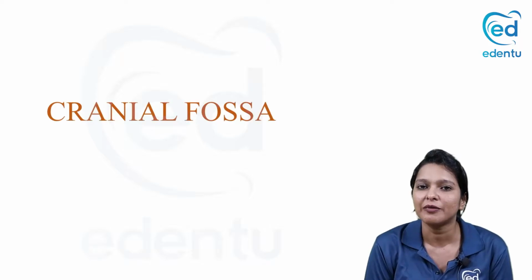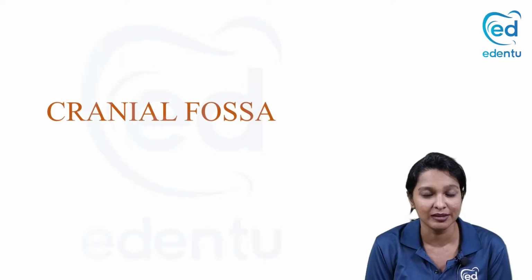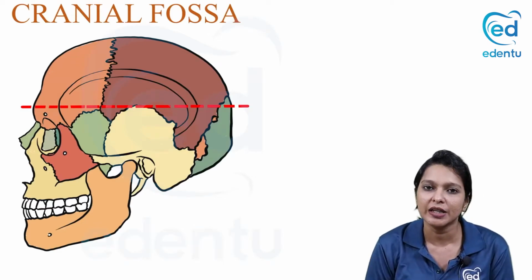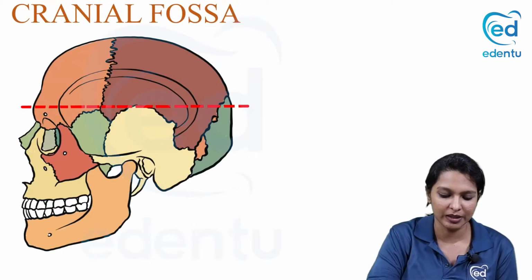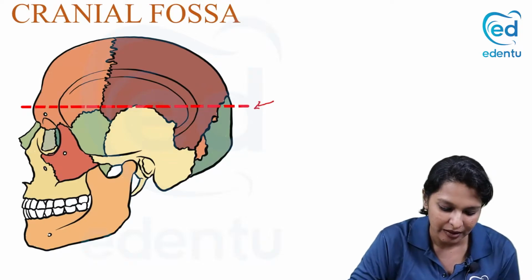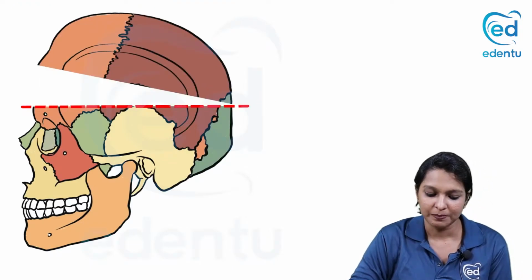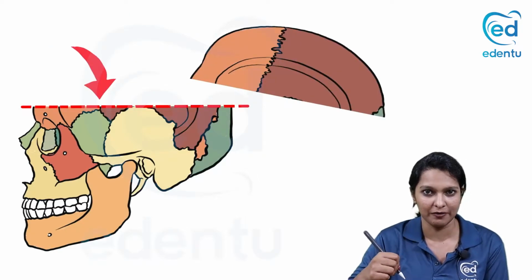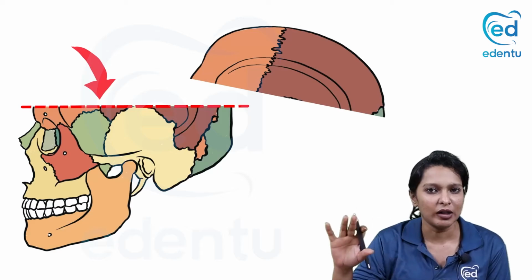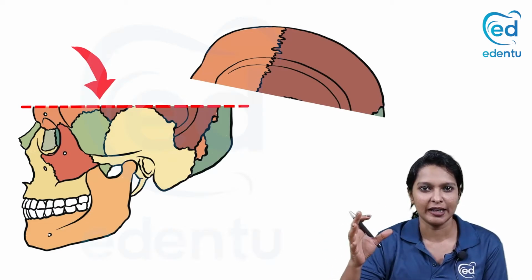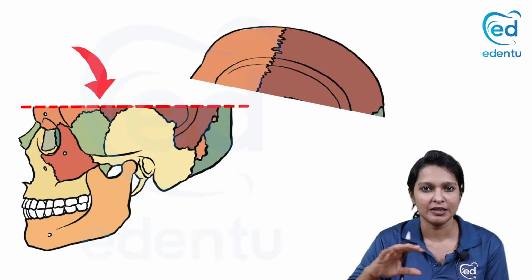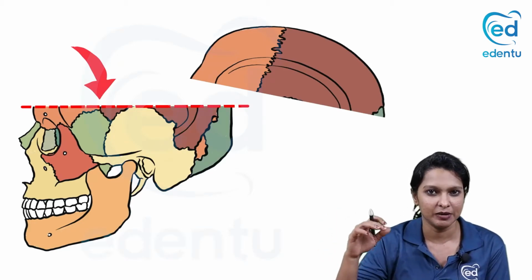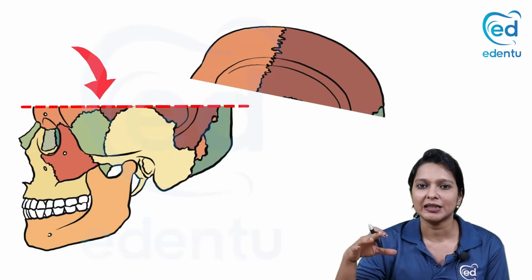Now for that, you have to know what the cranial fossa is and how we view it. We take the skull bone and section it along this dotted line, and we remove the upper part. After removing the upper part, we view it from above. We'll remove all the contents inside the cranial cavity, like the brain, vessels, and all the nerves, everything. After everything is removed, whatever we see when viewed from above, that is the cranial fossa.